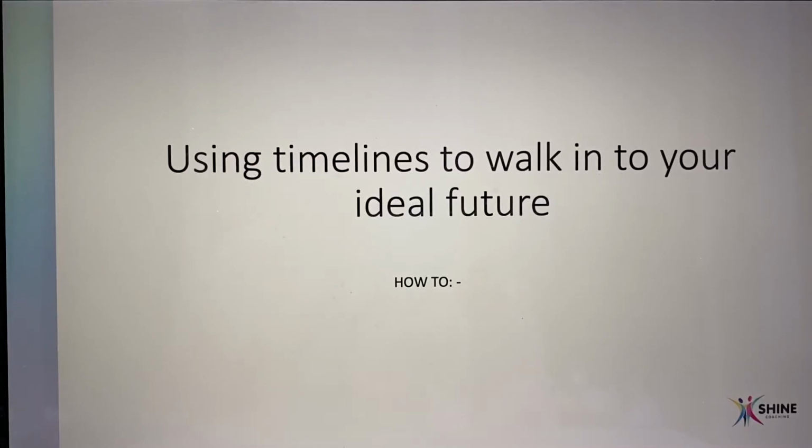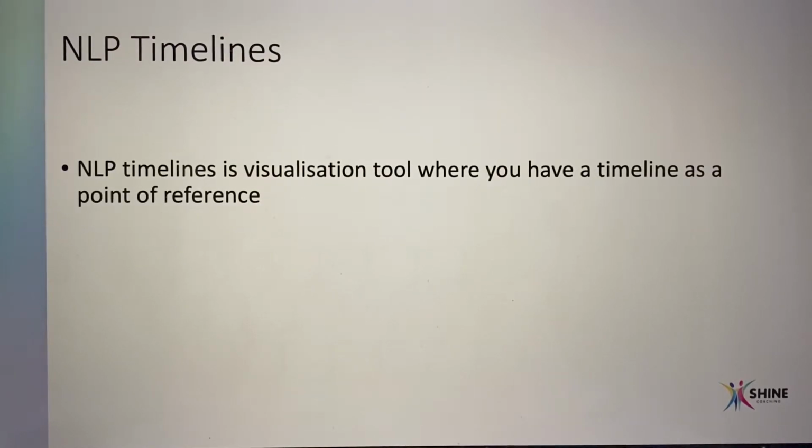And today we're here to talk about using timelines to walk into your ideal future and how you can do that. So what are NLP timelines? Well, NLP stands for Neuro-Linguistic Programming, and the timeline is a visualization tool where you have the timeline as your point of reference for this tool. So you imagine time spaced out in front of you, and then at different points on the timeline, you get to visualize where your goal can sit.